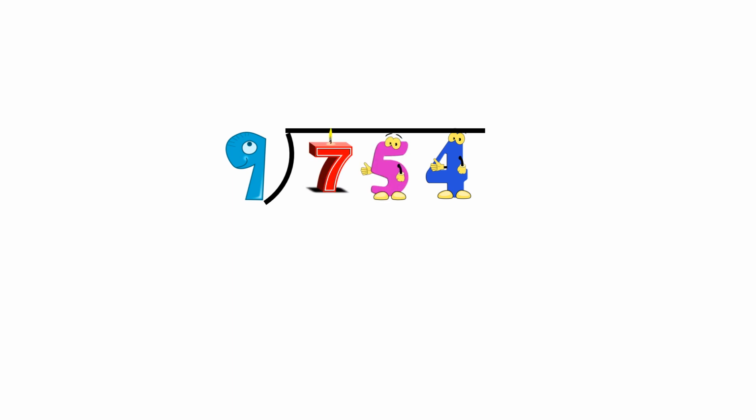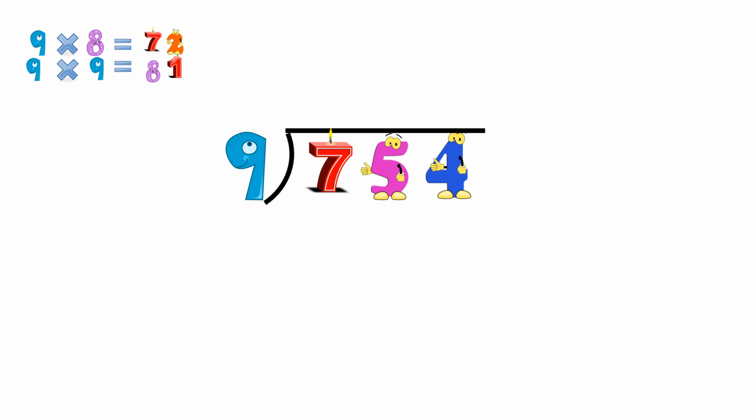And can this 75 be divided by 9? For sure yes, since 75 is greater than 9. And we ask the question, how many 9s can we find in 75? In order to know the answer, we need the help of the multiplication table. And 9 times which number gives a number close to 75? 9 times 8 is equal to 72, which is close to 75. And 9 times 9 is 81, which is also close to 75. But we choose the smallest number, 72.